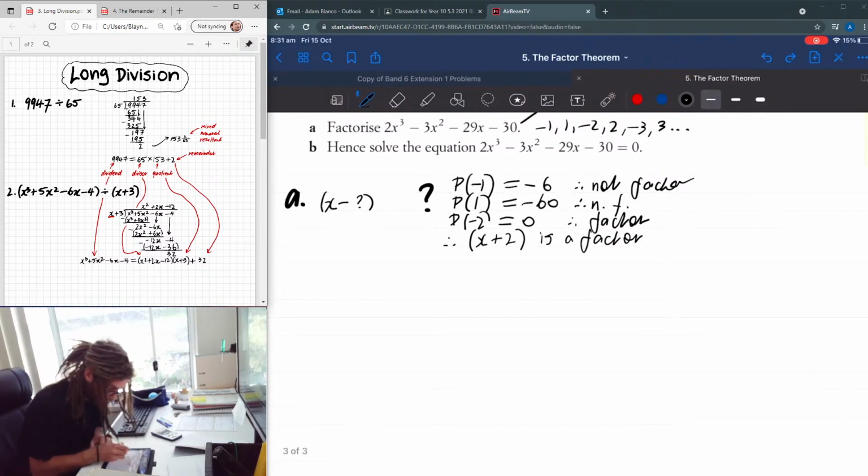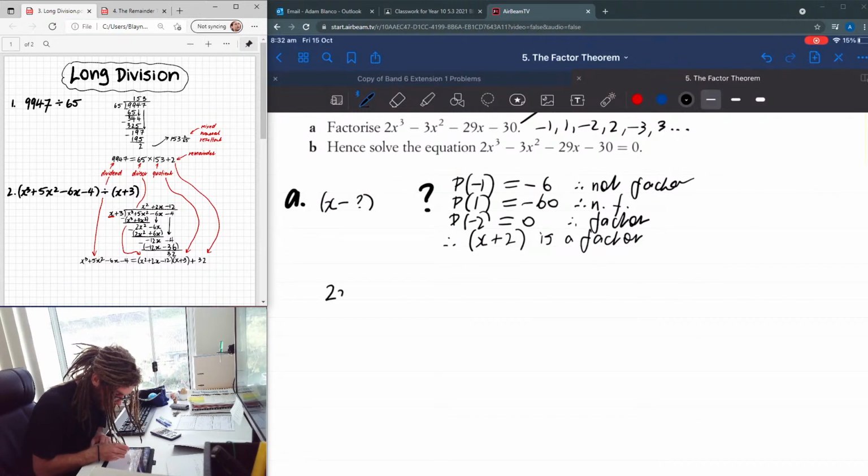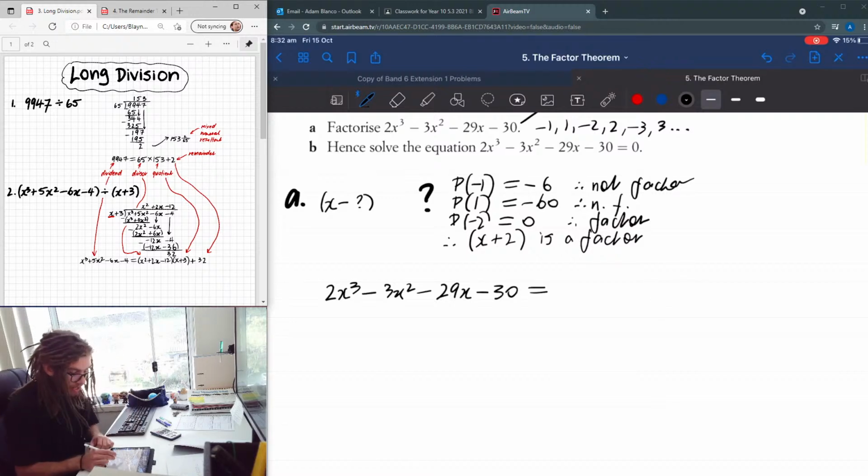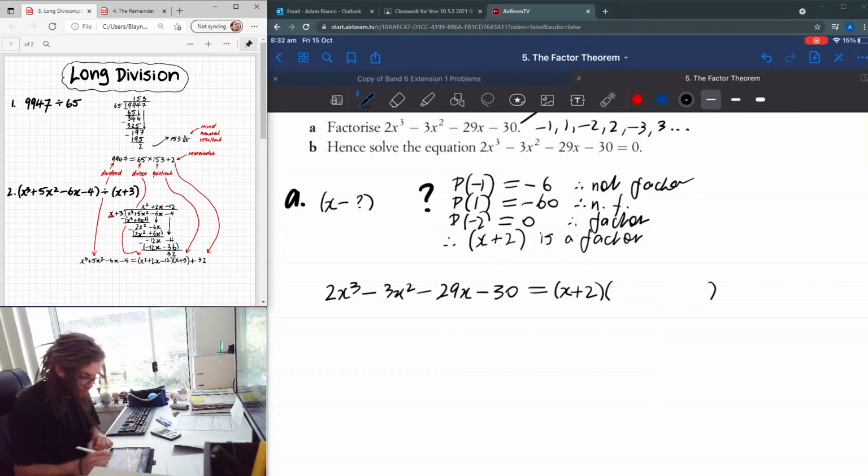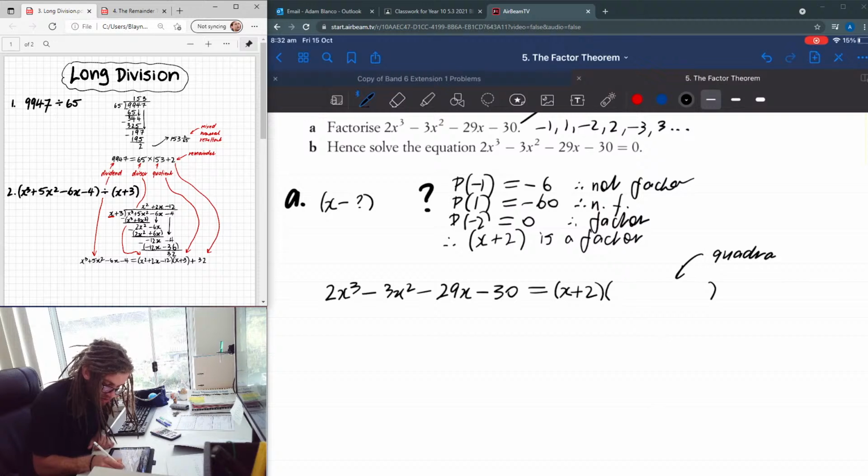So 2x cubed minus 3x squared minus 29x minus 30 is equal to, and now I'm going to be able to figure out that it's x plus 2 and then a set of brackets with an x, this will have a quadratic in it. So now what I'm going to do is my long division. So I'm going to go all that again.